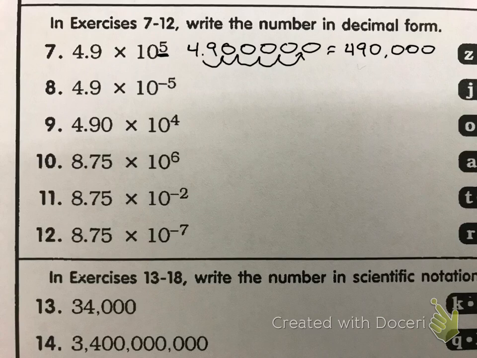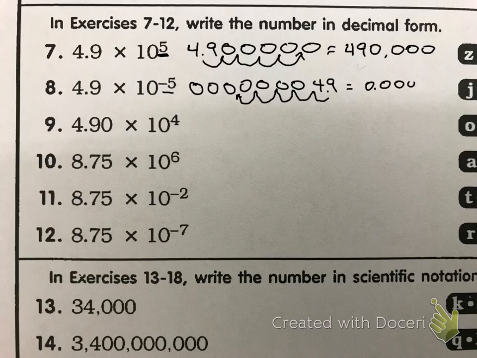Number 8. Our exponent is -5, so that means we've got to add some zeros to the left of our 4.9. So we're going back 5 times. 1, 2, 3, 4, 5. So our standard notation looks like that.